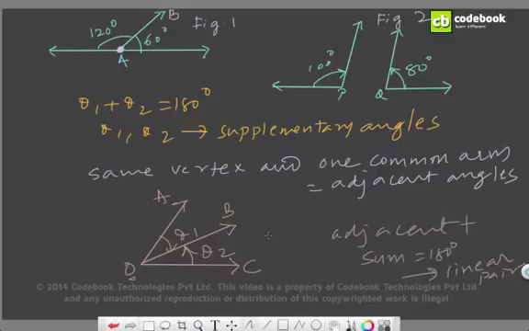A linear pair of angles are always supplementary angles, but not all supplementary angles are a linear pair. If you observe in figure 2, these two are supplementary angles but they have no common vertex. So these are supplementary angles alone, but they are not a linear pair. Whereas in figure 1, those two angles are adjacent to each other, the sum is 180, and they have a common vertex and a common arm. So these are a linear pair.